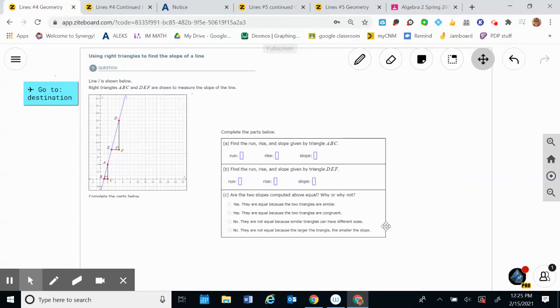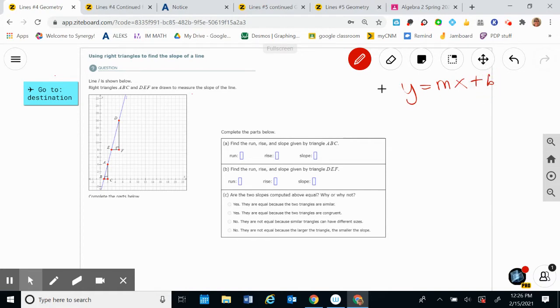Okay, this is the fourth installment of your lines notes. This is all about understanding the equation and how we work with the equation of lines, especially slope-intercept form. So you remember slope-intercept form is equal to what? y is equal to mx plus b.